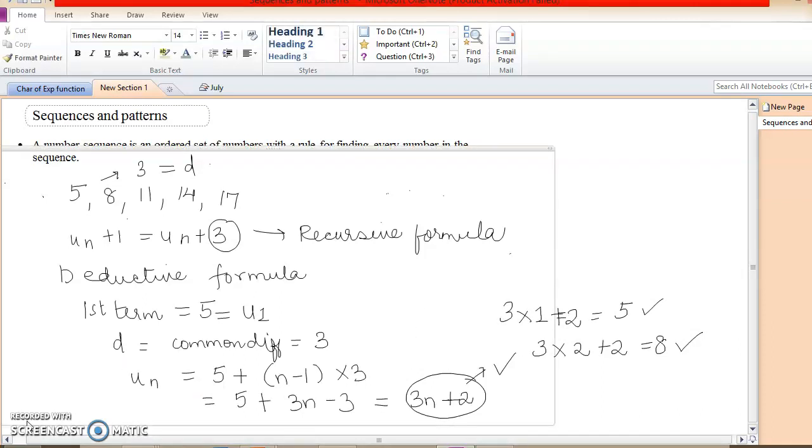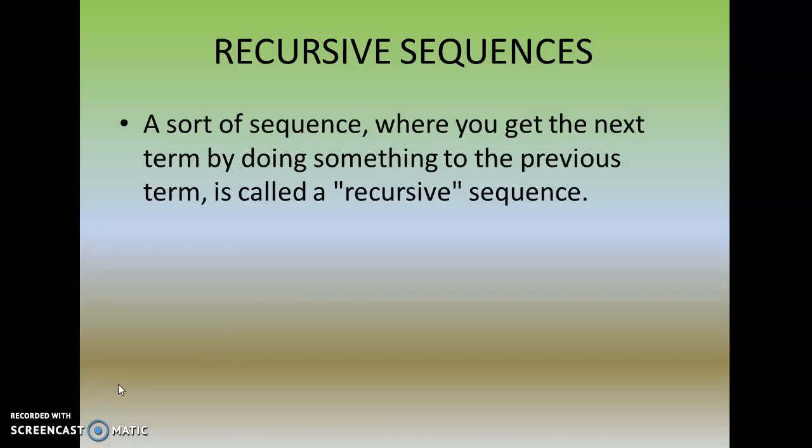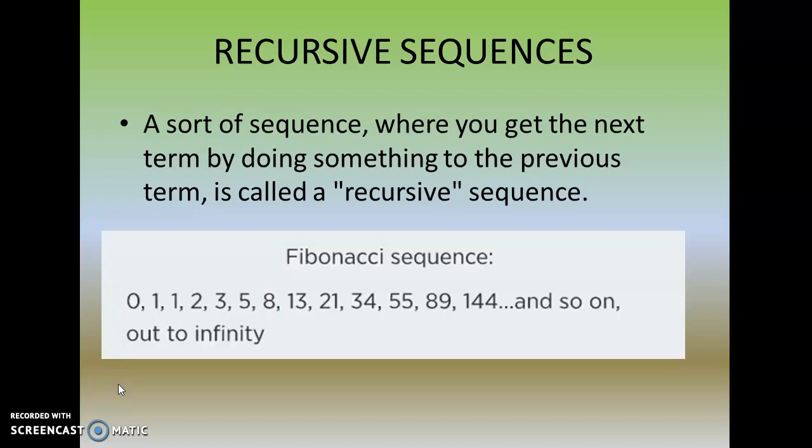Now, let's proceed to understanding the next important set of sequences. The next important set of sequences that we should know about is recursive sequences themselves. These are sequences where you get the next term by doing something to the previous term, and therefore they are called recursive. The important part of these recursive sequences is that you really do not have a common pattern which will help you find a deductive formula for it. Therefore, these are recursive sequences.